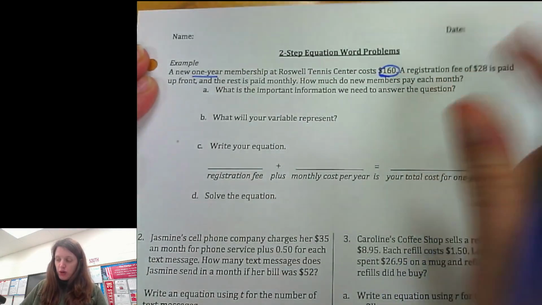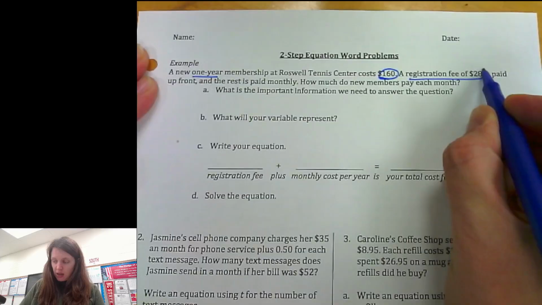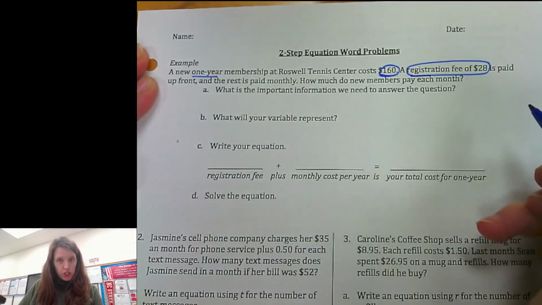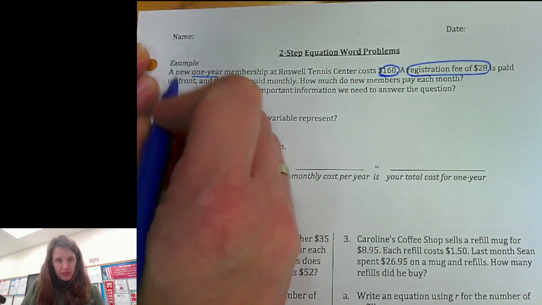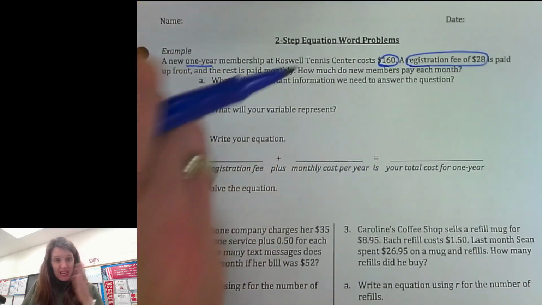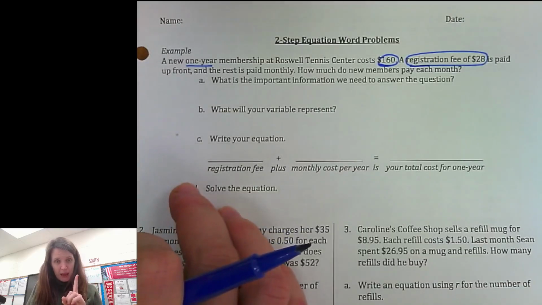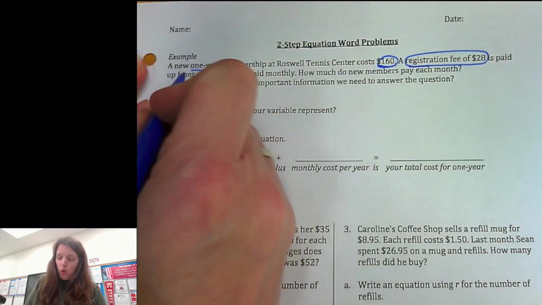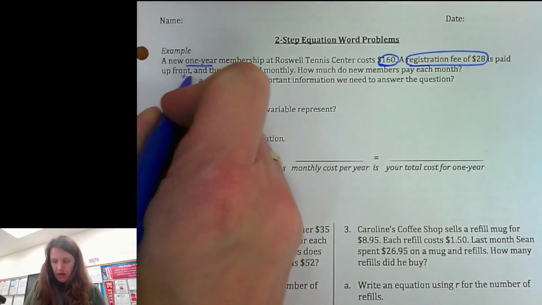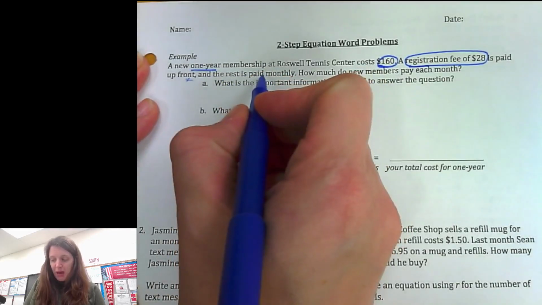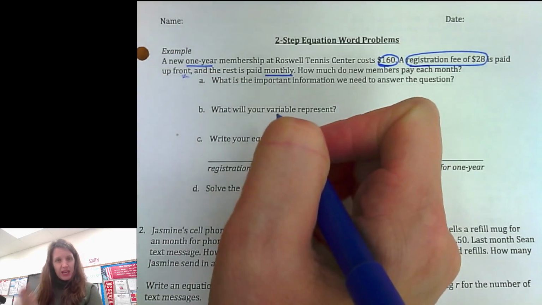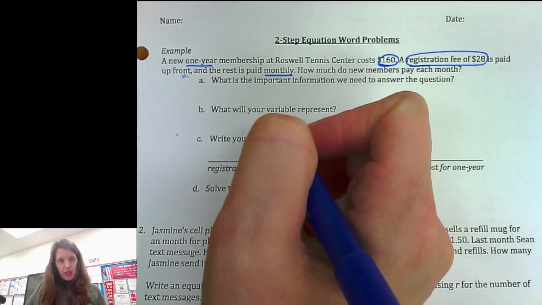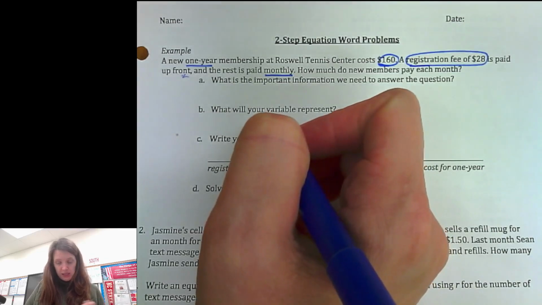So a registration fee of $28. We have another set of money which is paid, which is $28, paid up front. That means I'm only paying it in the beginning, right? I'm paying that one time, right? And I'm paying it right when I register. So upfront means in the beginning. And the rest is paid monthly. So each month I'm going to pay a little amount to be a part of this club so I can go there and play tennis.